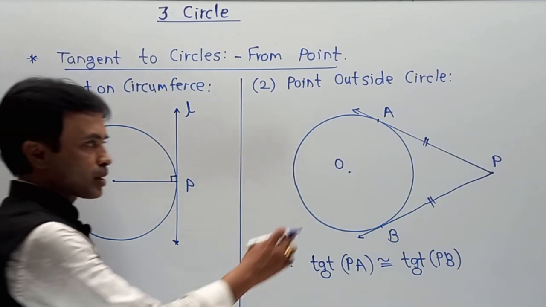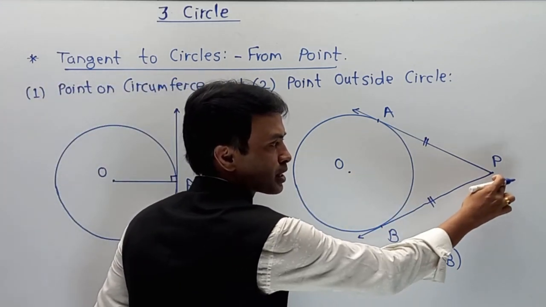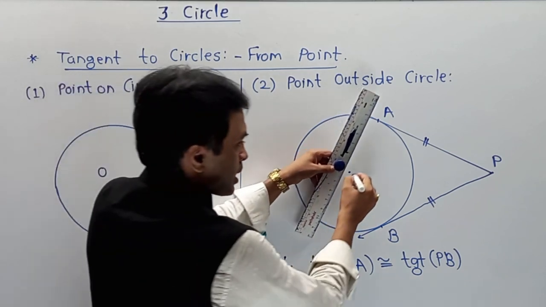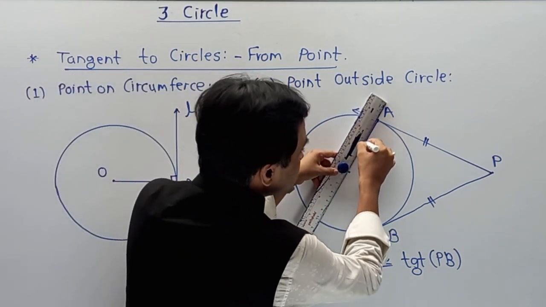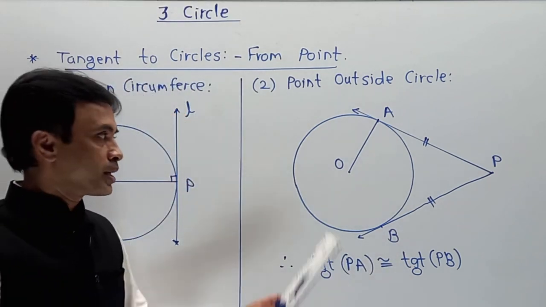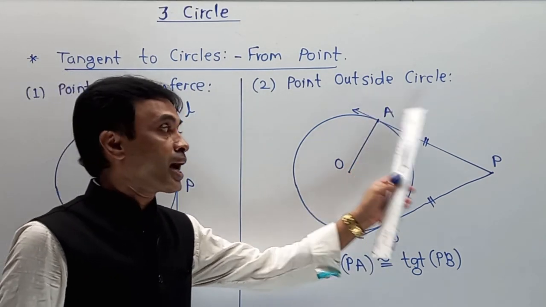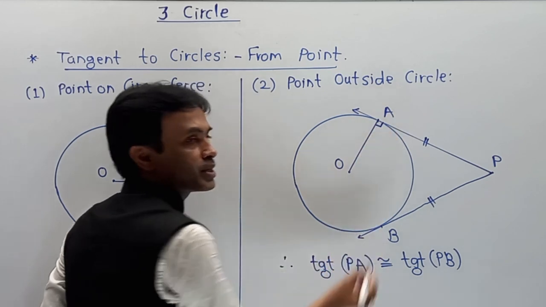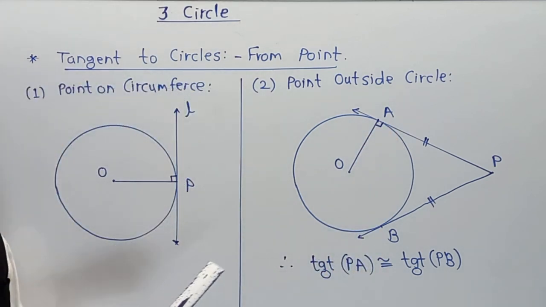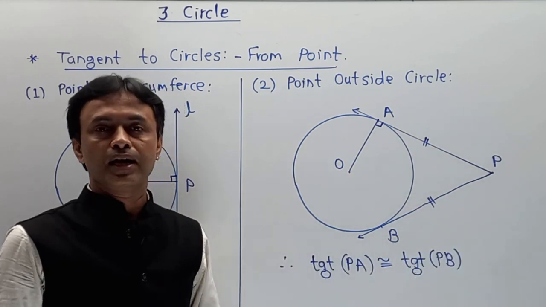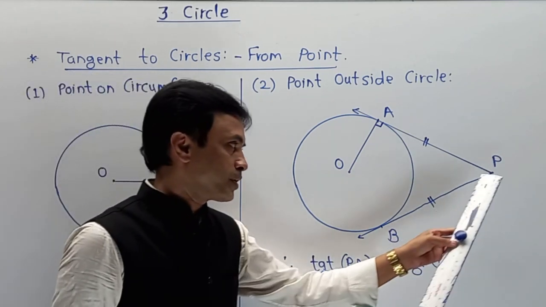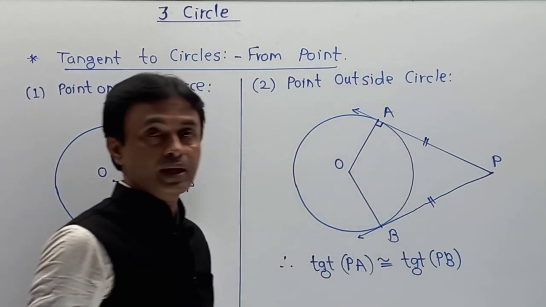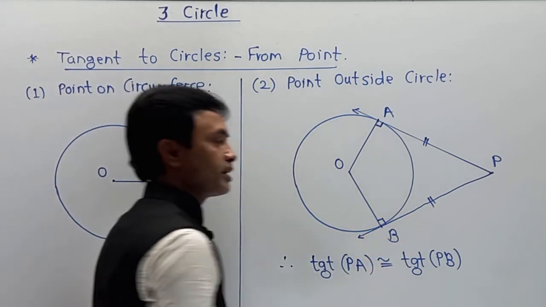What exactly is that? O is the center of a circle, P is a point outside the circle, I have drawn two tangents PA and PB, and I draw a radius OA. Remember again, OA is a radius and PA is a tangent. So this angle is already 90 degrees. It's always 90 degrees: the radius-tangent angle is 90. In a similar manner, if PB is a tangent and I write OB as a radius, again this angle is 90 degrees.